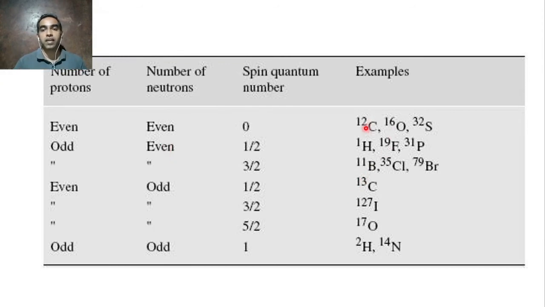Suppose 12C is there, so 12 is the mass number. Carbon has 6 protons, and the number of neutrons is 12 minus 6, which is 6. So 6 and 6 are both even, so it is 0. This is the best way to remember. In the case of 11B, you have to find out the number of protons and neutrons. That is 5 protons and 6 neutrons. So this is odd, this is even. One of them is odd and one is even, so now it will be a half integer. That means it is 3 by 2.